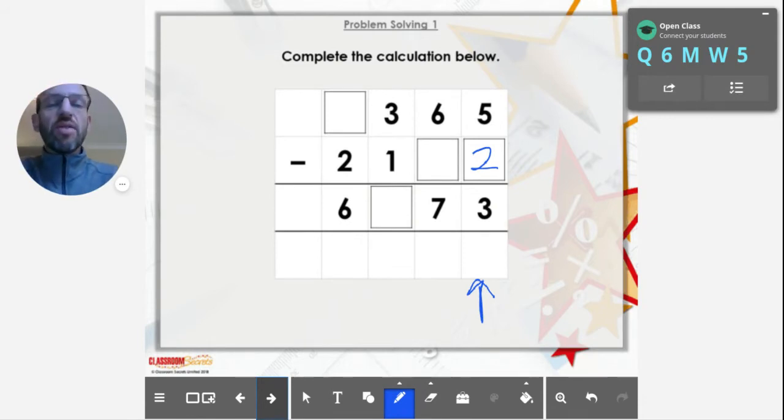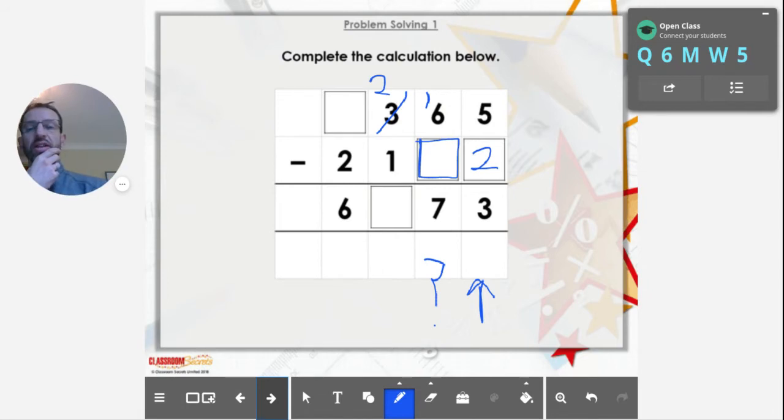But 6 take away something equals 7. Huh? How come? Because the 7 is bigger. If I'm taking away, how can it be bigger? There must be something exchanging going on here. Maybe it's a bigger number than 6. Let's have a look. If we had to exchange, because this number was bigger than 6, this is what it would look like. I'd end up with 2 there and 16.